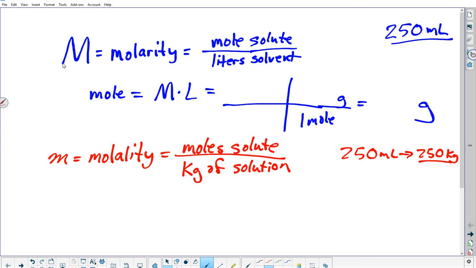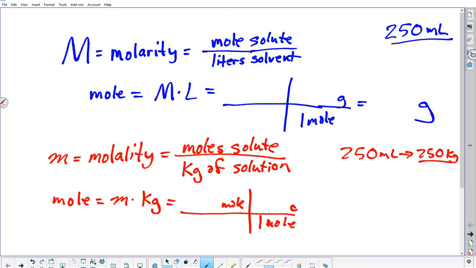Okay, so we're going to rearrange this one again and go for moles are going to be equal to molality times liters, or sorry, times kilograms. And that will give us moles again. And we're going to do 1 mole, and we'll do grams, and we'll end up with grams that we can weigh out. Once we weigh out the grams, and we put the water and the grams together, we're going to weigh the solution, and then we'll be able to find the total molality of the solution. But that will get us close to what we want for molality. Okay?